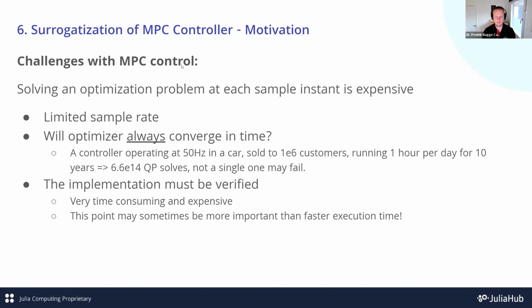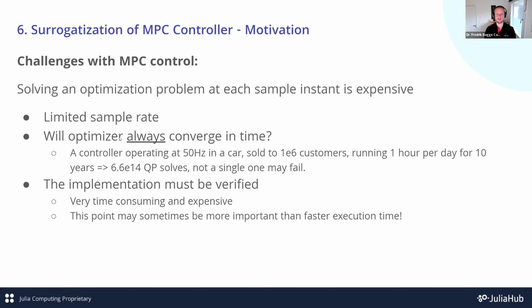And the most obvious and intuitive one is that it's expensive to solve an optimization problem at each sample instant. So it's, of course, significantly more expensive than implementing a PID controller, for instance. And that, of course, leads to limited sample rates. And if you require a very fast sample rate, perhaps MPC controllers have historically not been for you. But there are other and sometimes perhaps even more challenging problems.